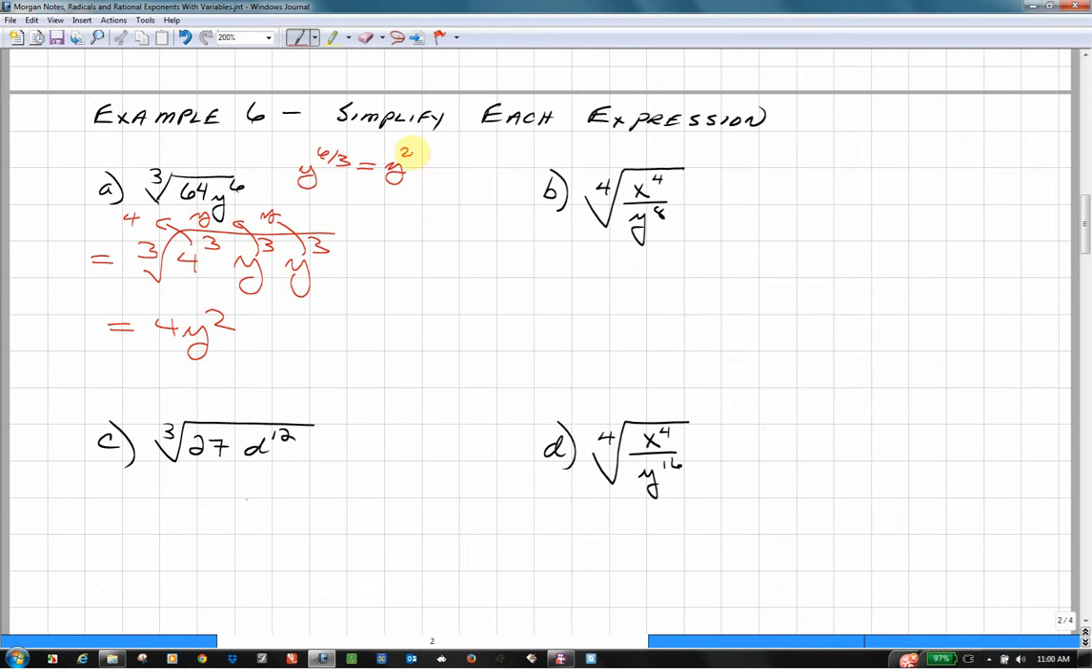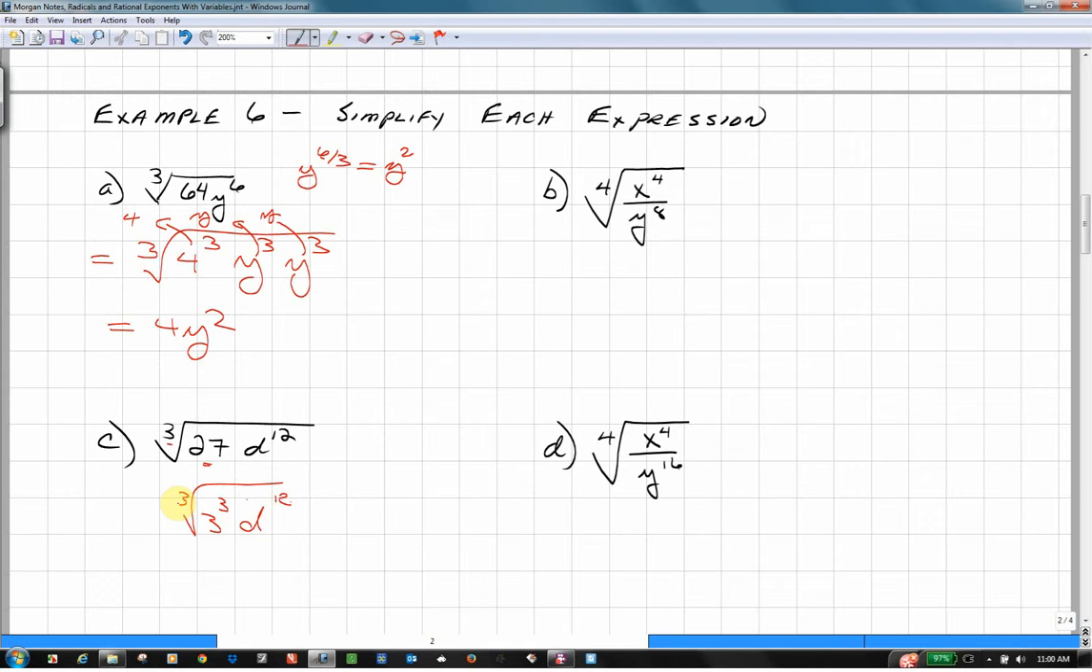Let's move down to the other one that's similar. I have the cube root of 27, d to the 12th. So I'm going to take a look at my index to see if I need to worry about absolute values. It's an odd, so no, I do not in this case. And I'm going to think to myself, I need to get all perfect cubes of 27 out of there. Well, 27 itself is a perfect cube. And then I have d to the 12th.